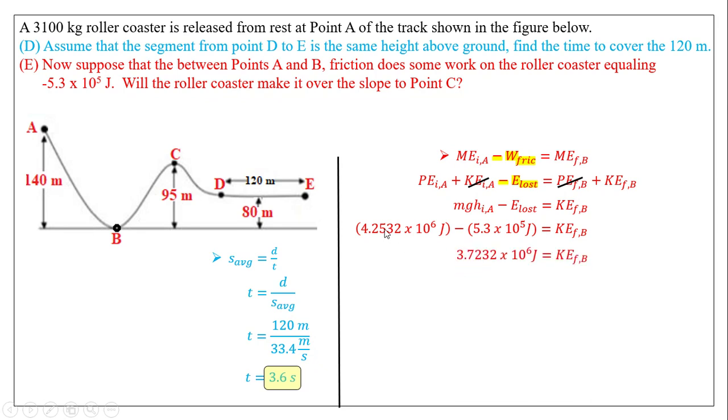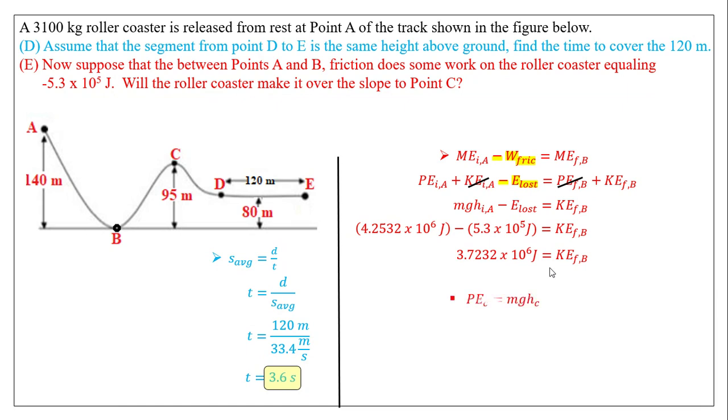So if you punch 4.2532 times 10 to the 6 minus 5.3 times 10 to the fifth in your calculator, you'll get about 3.7232 times 10 to the 6 joules. So that's how much kinetic energy you have left at point B, right? So you start off with this much, you lost this much, this is how much you have left. And all of that is in the form of kinetic energy at point B because there's no height involved at point B. So all of the energy goes into kinetic.